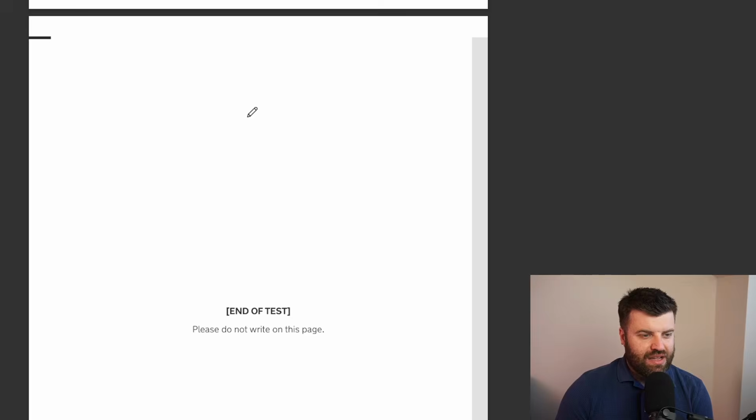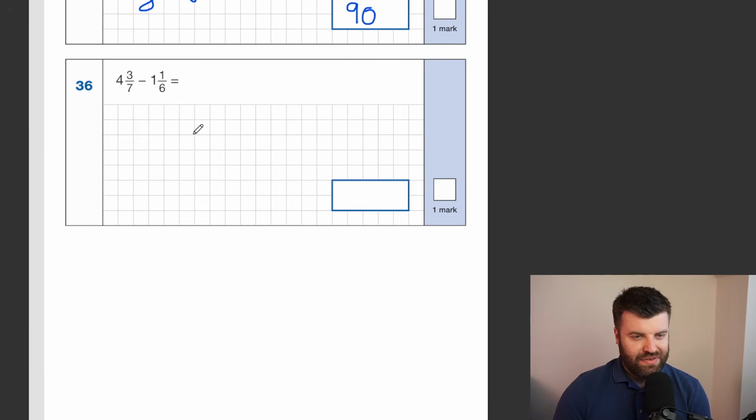4 3/7. Oh my gosh, it nearly wanted to end itself. No, not yet. We've got one more question. 4 3/7, take away 1 1/6. Again, your denominators are different. So I'm going to find a common denominator by multiplying them together, which is going to be 7 times 6. What's that going to be? You need to know your times tables. It's 42. So 7 times 6 gives 42. Do the same to the top. Is 18 42nds is how we would say that, I think.